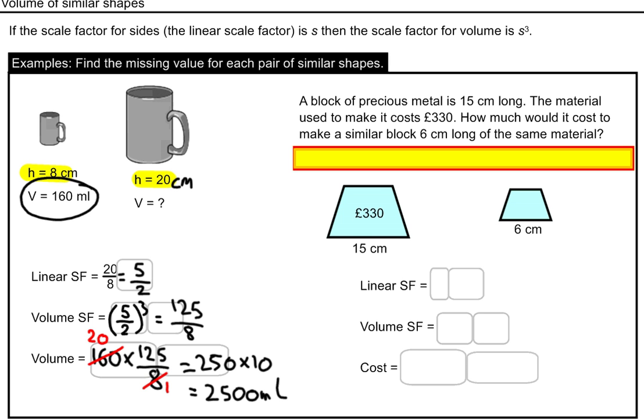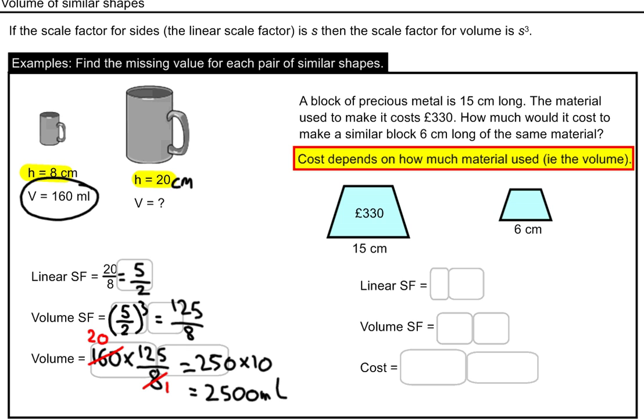The second problem, so I've got blocks of precious metal. I know the first one is 15 centimetres long. Material used costs 330. How much would it cost to make a similar block? I note the word similar. Block of 6 centimetres long from the same material. And that's detailed in the picture. Remember, the cost depends on how much material is used. So while it hasn't said we're working with volume, how much material you've used depends on the volume.